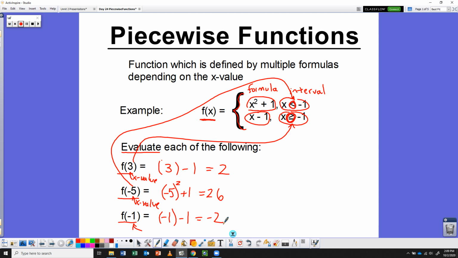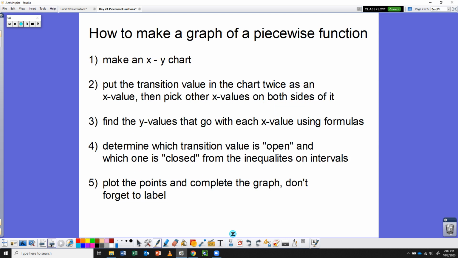Never put your x value into multiple formulas at the same time when evaluating. Okay, that's the easy thing that we can do with piecewise functions. Now let's talk about the more difficult thing that you might be asked to do with piecewise functions.